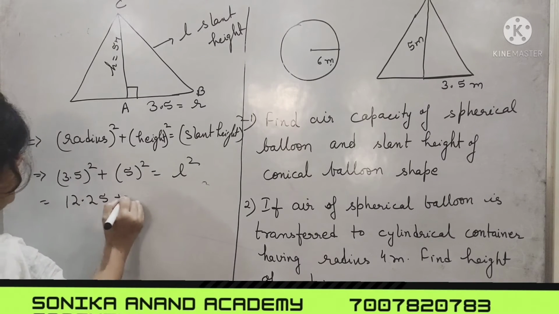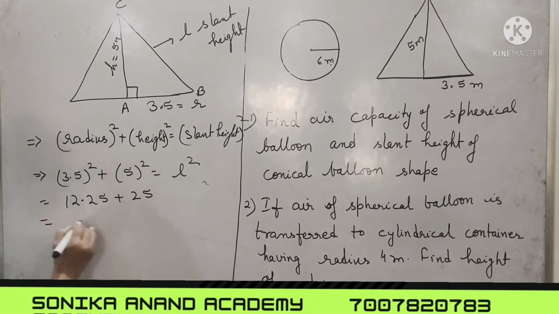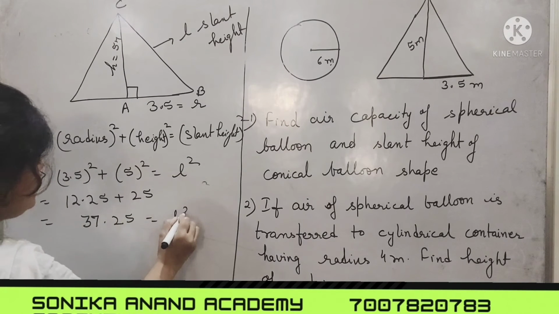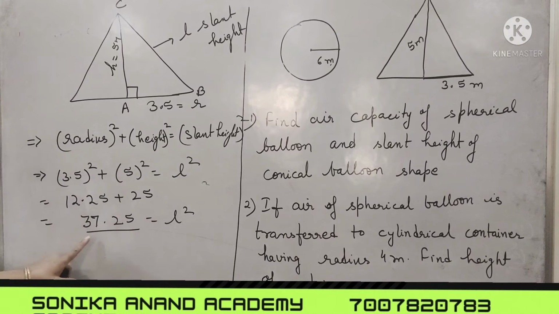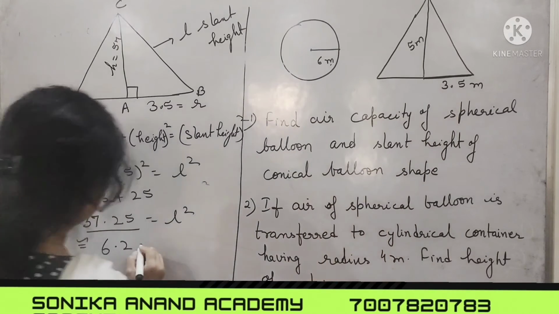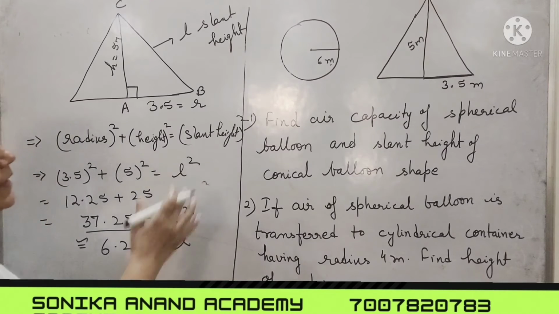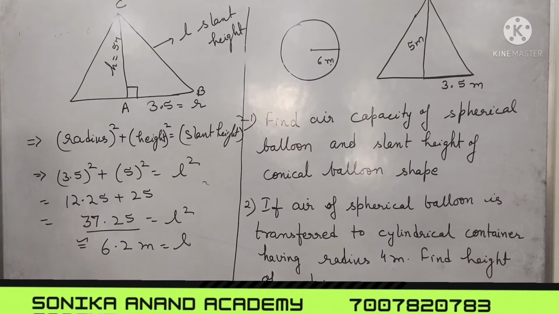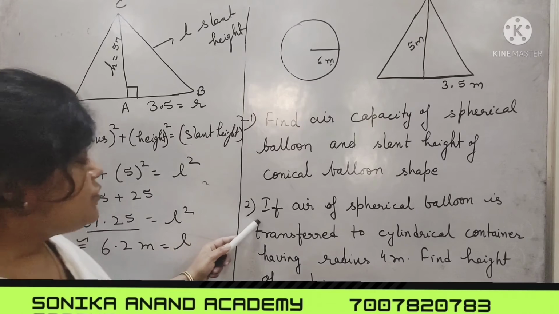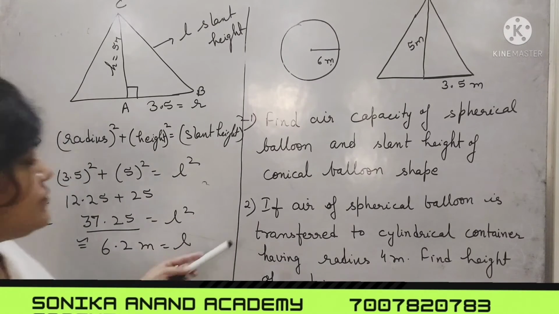12.25 and the square of 5 is 25. What do we get? 527,213.25 L square. Now if we watch it carefully, 6 6s are 36, so we just take approximately 6.2. It is in meters. This is the slant height, approximately 6.2 meters. Done. Now just watch over the second part of this question.